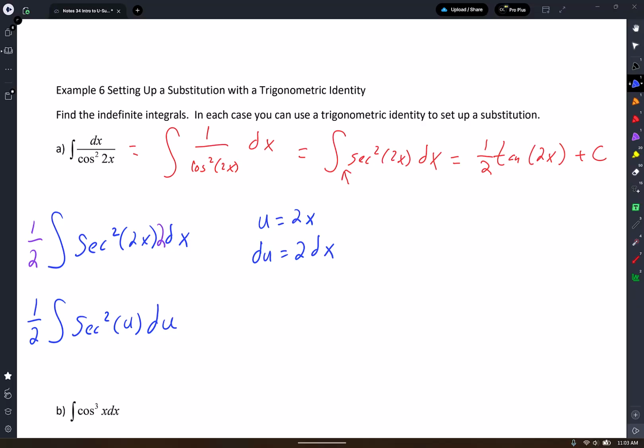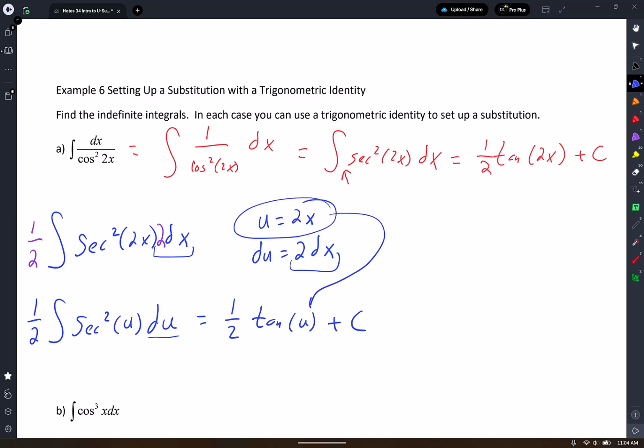What's the antiderivative of secant squared? It went away with the substitution. 2 dx is du. What's the antiderivative of secant squared? Tan. And look, then just plug in what your u was. 1/2 tan 2x plus c.